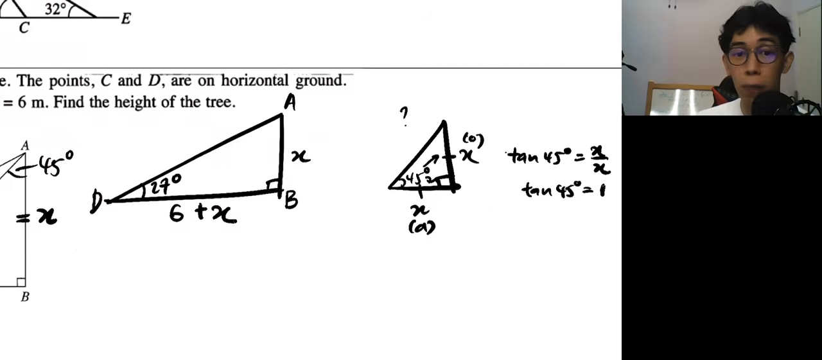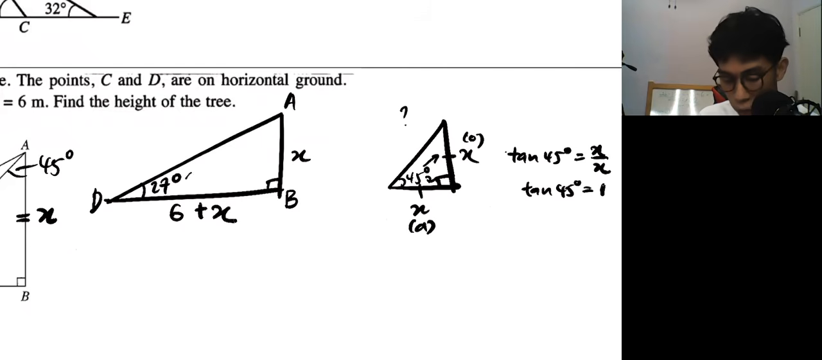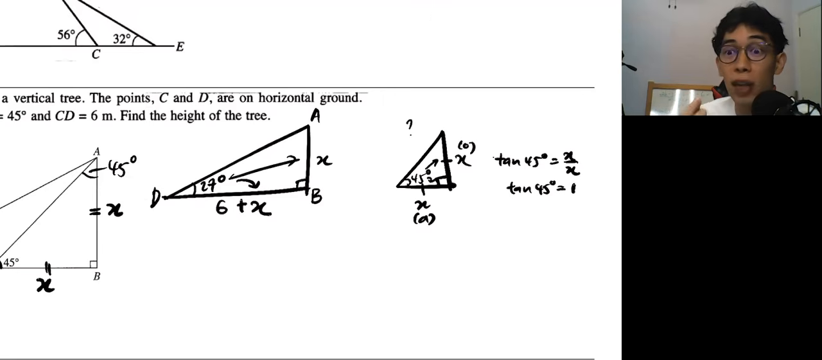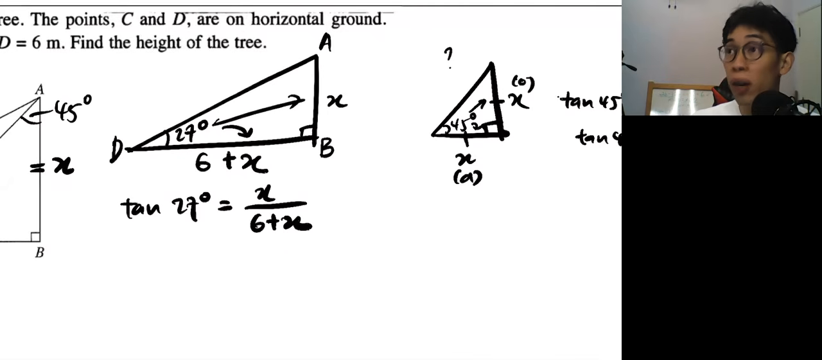When we go back to ADB, the two pieces of information that you get are x and 6 plus x. So can you tell me what I will use? It's a very obvious one. AD, I didn't write any information, right? AB shows unknown, but I will treat it as information because I want to find that. DB is another piece of information, but with x inside as well. So I will use tangent 27 degrees equals opposite over adjacent. And right after I write this down, before that, are you okay with the explanation?